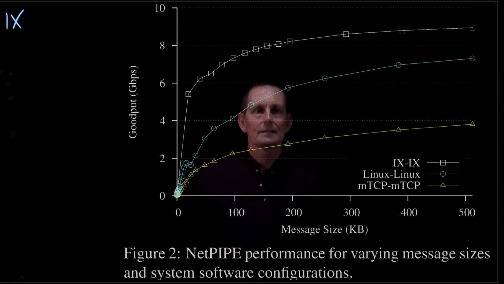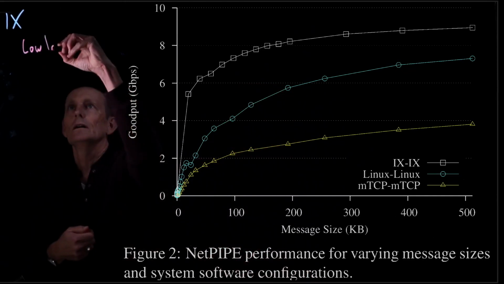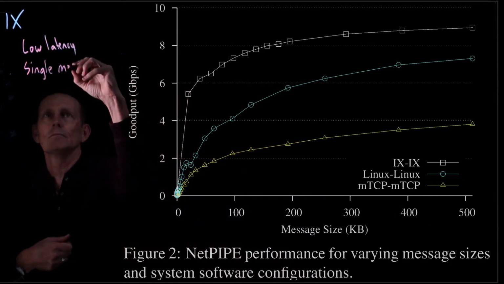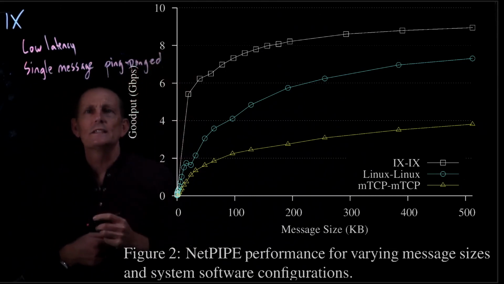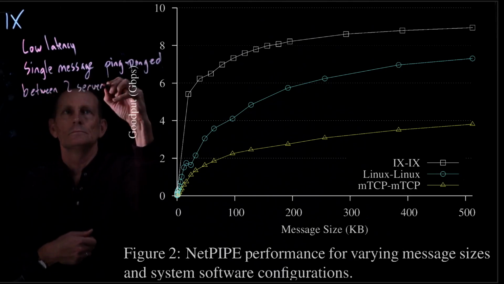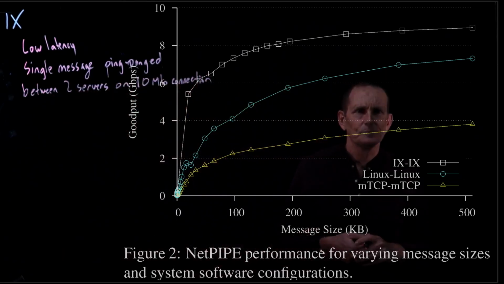Let's look at a low latency test. Okay, so this one is low latency. And what we're doing is we're sending a single message. And this message is ping-ponged between two servers on a 10 megabit connection.